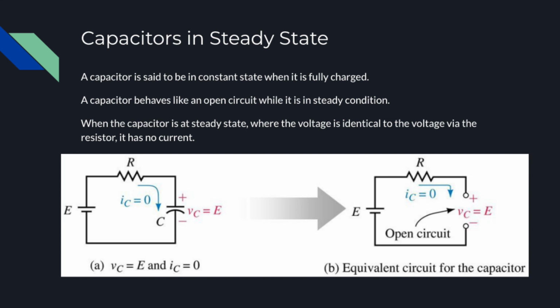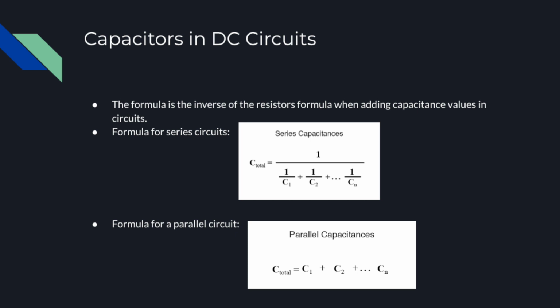A capacitor is said to be in a steady state when it's completely charged. At this time, the capacitor acts like an open circuit, carrying no current but producing the highest possible voltage. Now, it's crucial to keep in mind that capacitors behave in a way that is opposite to resistance when integrating them into DC circuits. The total capacitance when connected in series is shown, and also when it is connected in parallel is shown also.